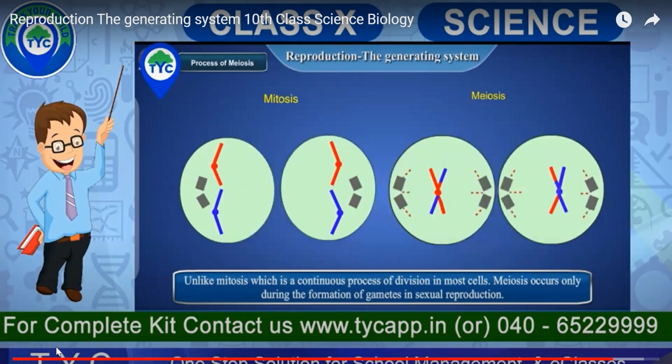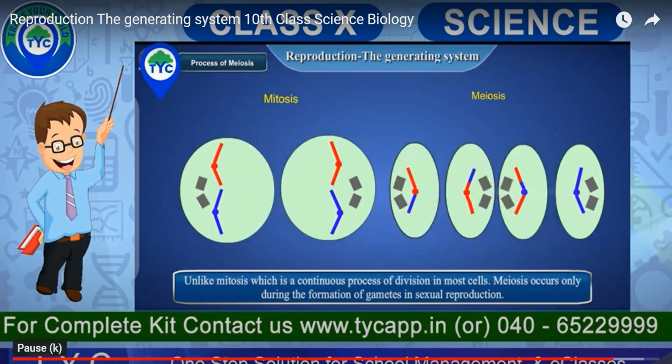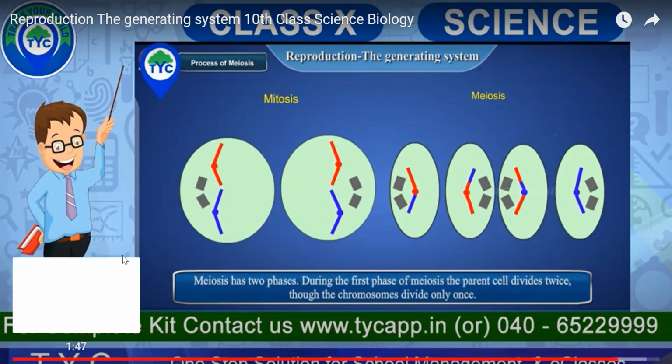And then when you see these cells, how are they getting divided in both, and how are this chromatin material and all the nuclear membrane material dividing. Meiosis has two phases. In the first phase of meiosis, the parent cell divides twice through the chromosomes, whereas in mitotic division they divide only once.